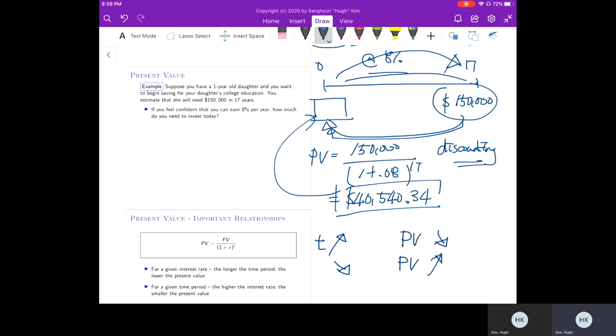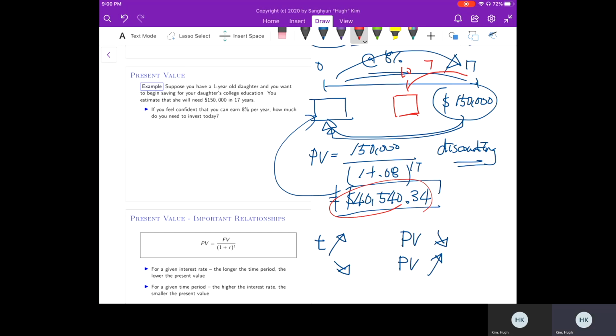So in the previous example, instead of saving today, you wait 10 more years and save money. So you invest your money over 7 years, and you're going to need a lot more than this to have $150,000. So the earlier you save, the less money you need to invest. Okay? That's the first relationship.